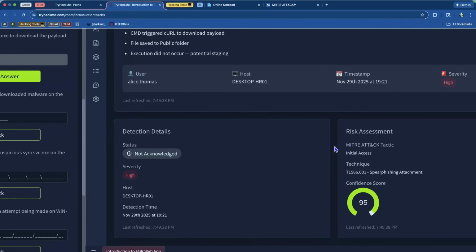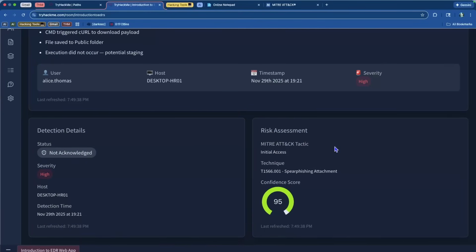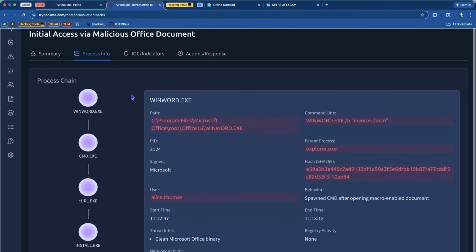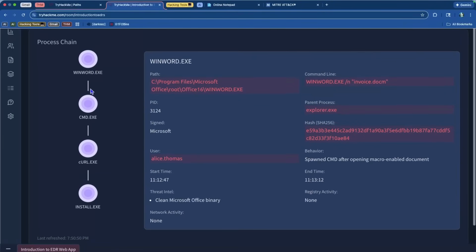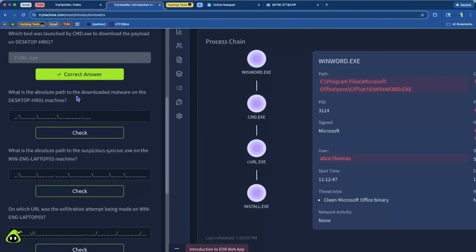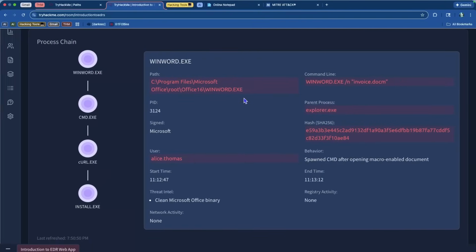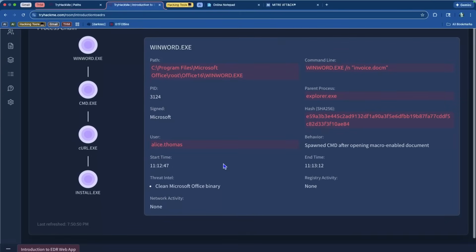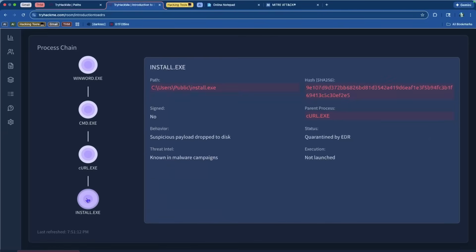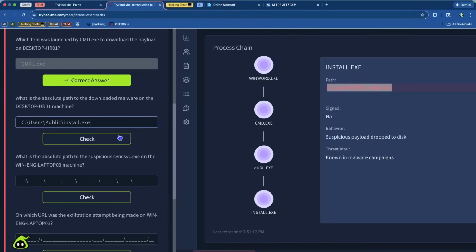Now, what is the absolute path to the downloaded malware on the desktop H101? So the absolute path that we're looking for, let's see if we can find that information here. At the very top, we have the process info. There we go, this is much better. We can see WinWord.exe, cmd, then curl.exe, and then install.exe. It says the downloaded malware, so we want the one that leads to install.exe, the absolute path of that. Can I click on it? There we go. This is the absolute path for that downloaded file. So let's see if this works.